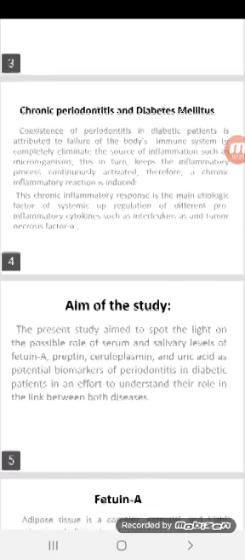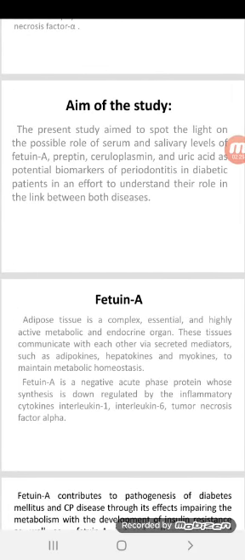tumor necrosis factor alpha. Aim of study. The present study aims to spot the light on the possible role of serum and salivary level of Fetuin A, Preptin, Ceruloplasmin, and uric acid as a potential biomarker of periodontitis in diabetic patients in an effort to understand their role in the link between both diseases.